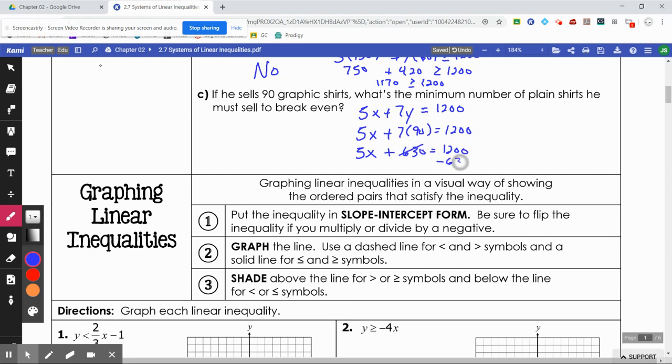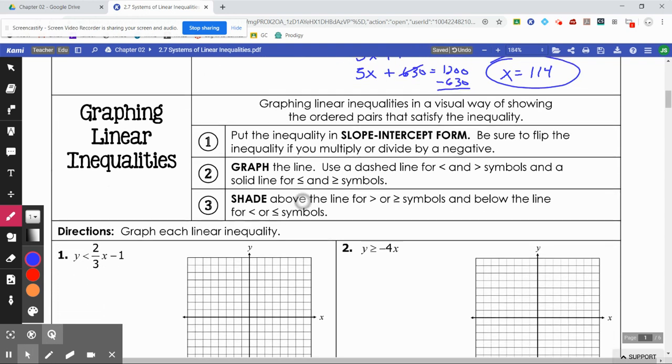Subtract the 630. That gives you 5x is equal to 570. When you divide by 5, that gives you 114. So he would have to sell at least 114 in order to break even.